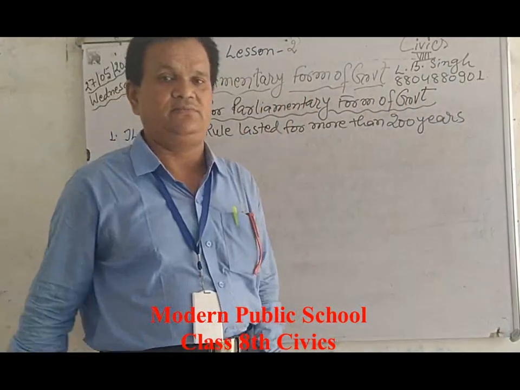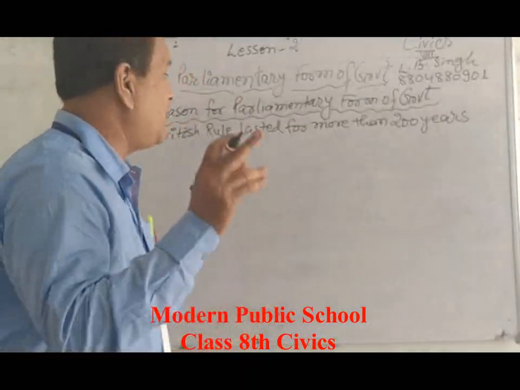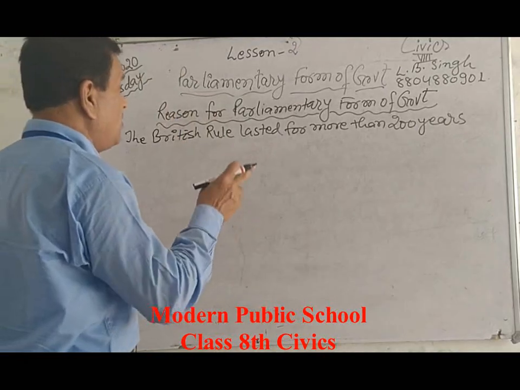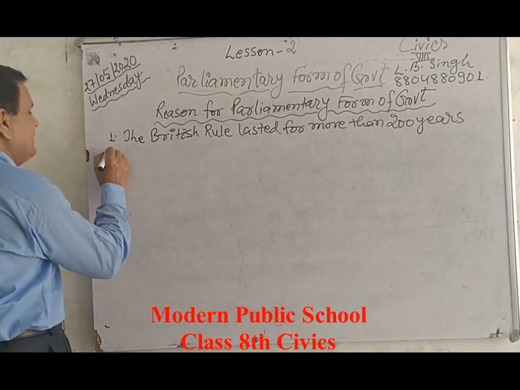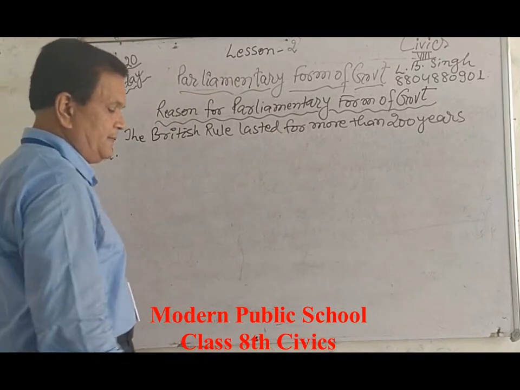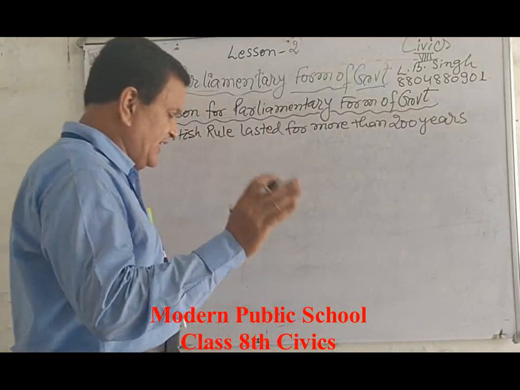That is why for the sustenance of the people of India, parliamentary form of government is needed. The second point is that the executive is the part of legislature.